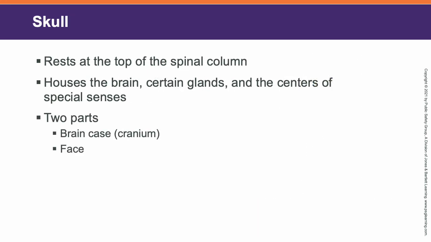So, talking about some important bones, the first one and most important is your skull. It's at the very top of your spinal column, in your head. It houses your brain, some very important glands, and centers for your special senses. Your skull is made up of two parts. You have your cranium, the part that encases your brain, and then you have your face.